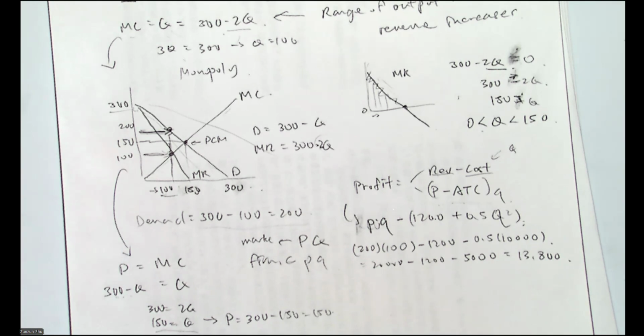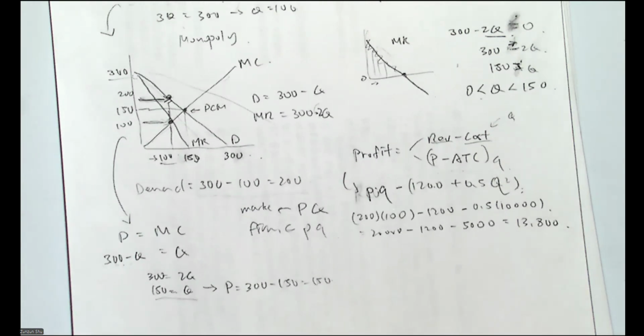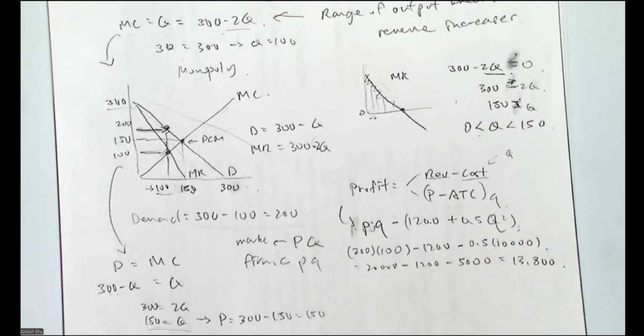Yeah, so that's that. And the last part is to calculate the deadweight loss. Now, actually, let me say something here. Previously this answer was wrong. Previously, the answer key had this as 1250.